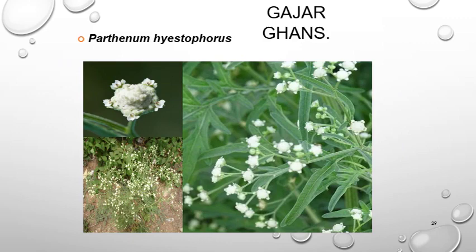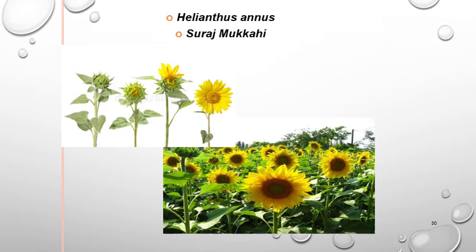and here we have the Parthenium hysterophorus, a rough plant that is easily available everywhere. And then we have Surajmukhi, or Helianthus annuus.